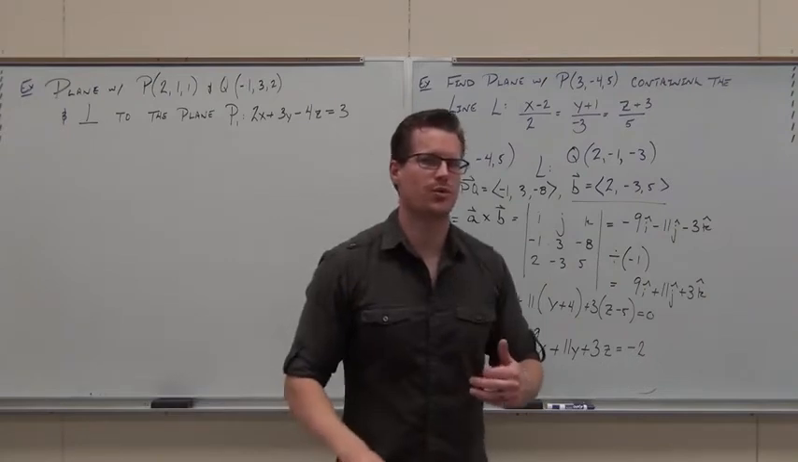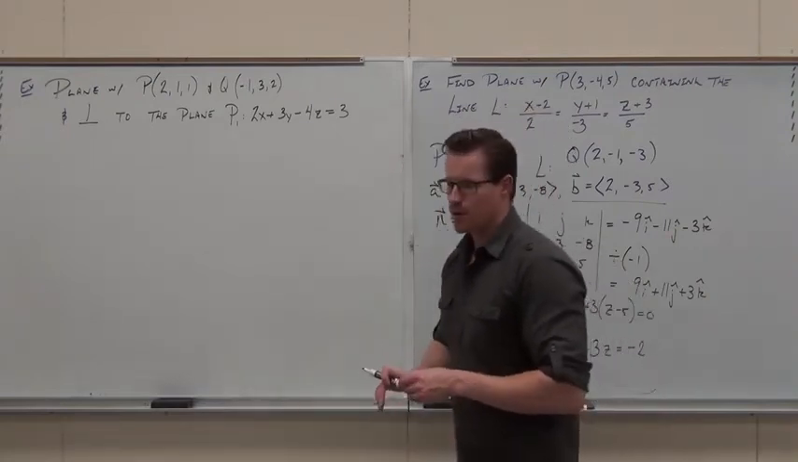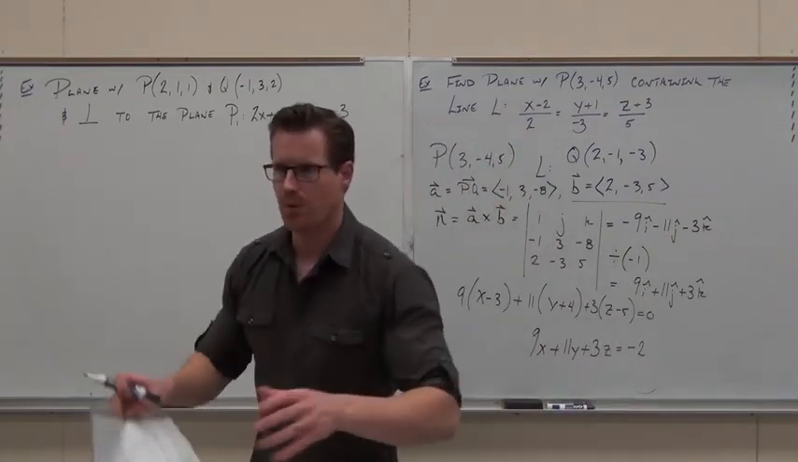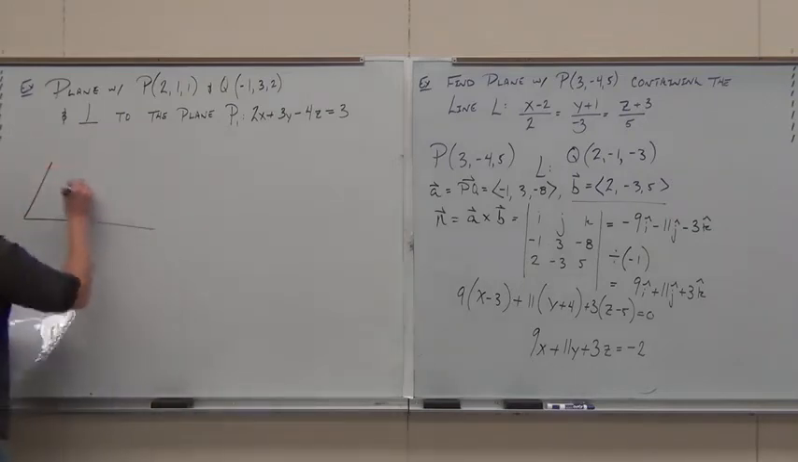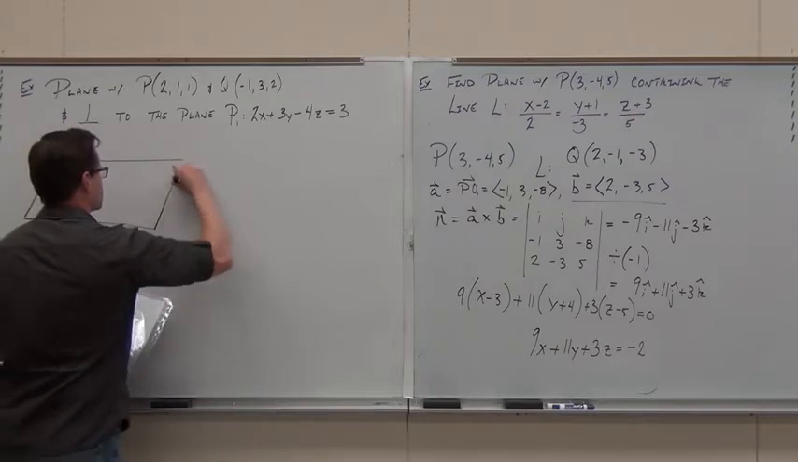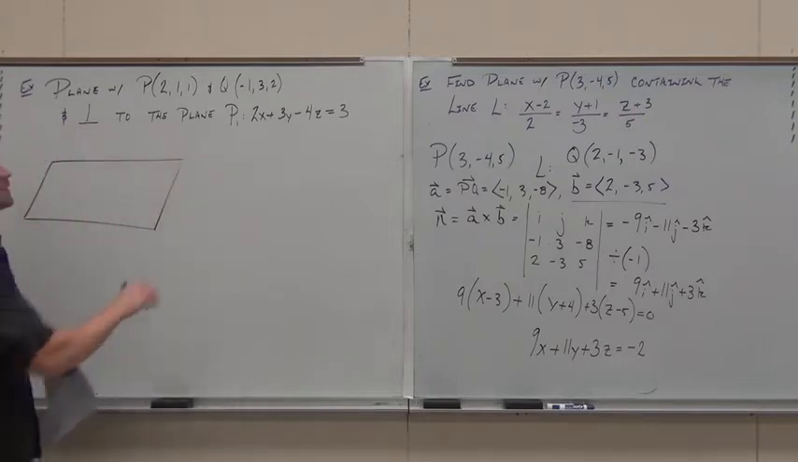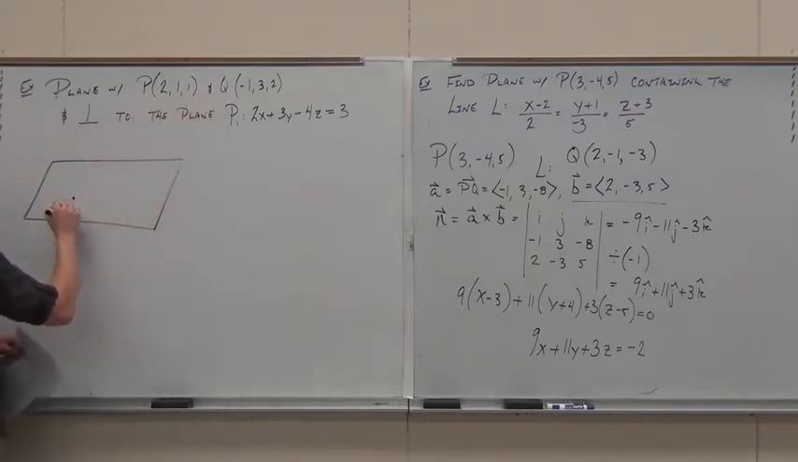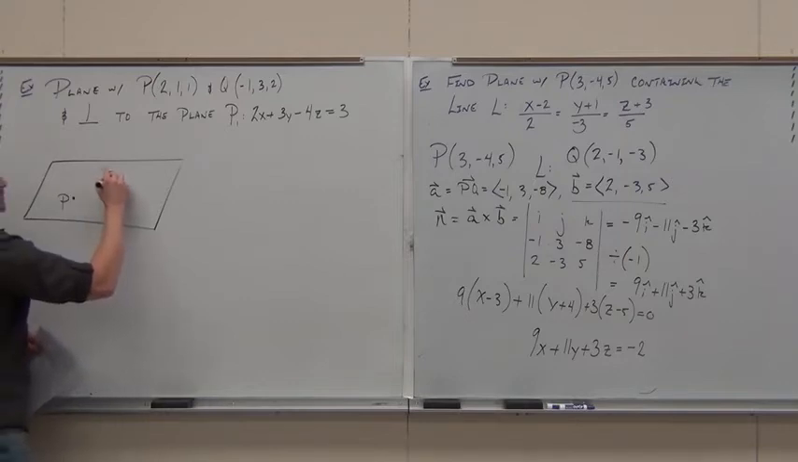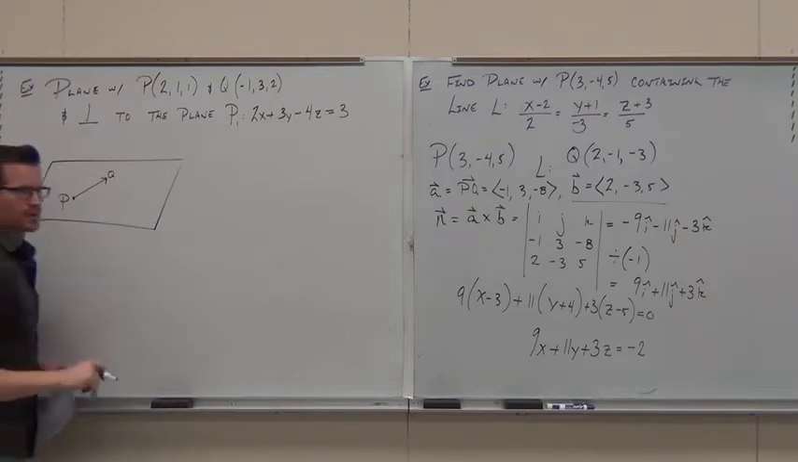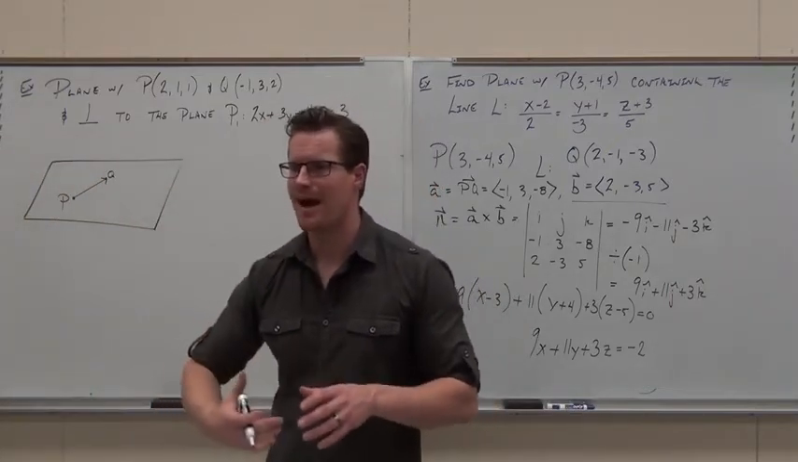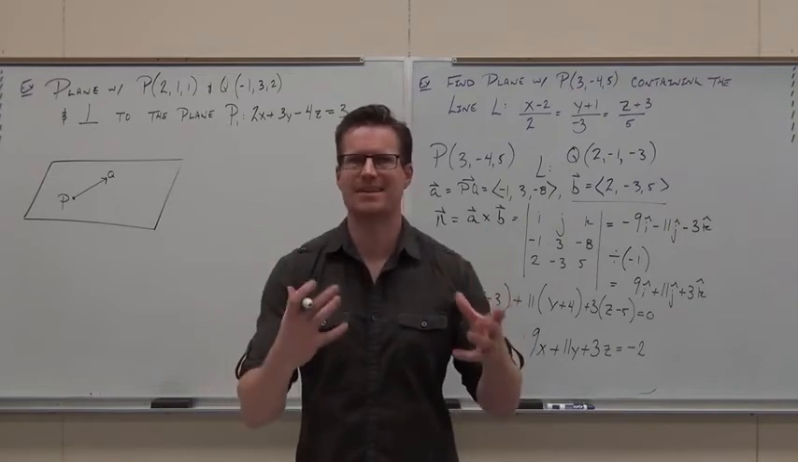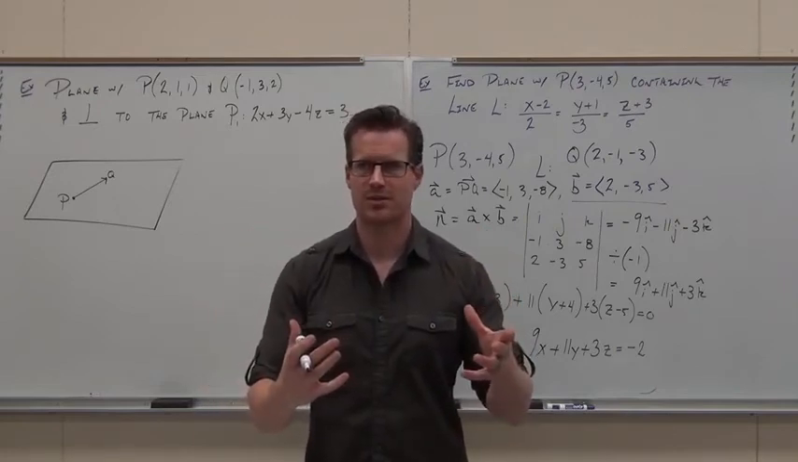I'm going to draw this one for you so you see it. What I want here, I want a plane with two points in it, from which I can get a vector. Notice from any two points I can get a vector, so I can automatically get a vector in that plane. That's not the problem. Does that make sense to you?